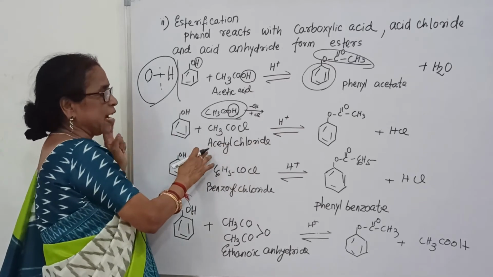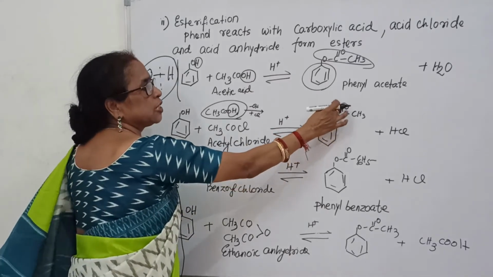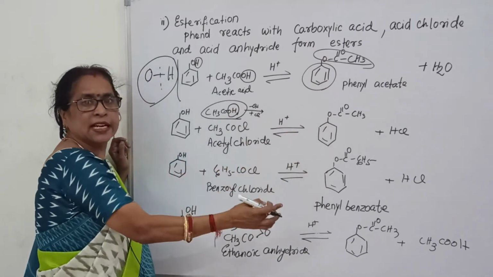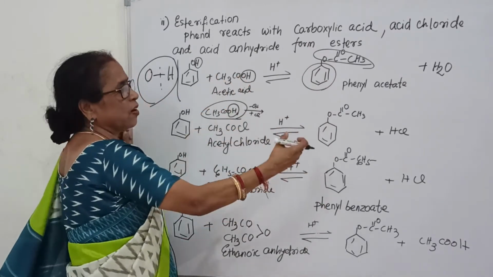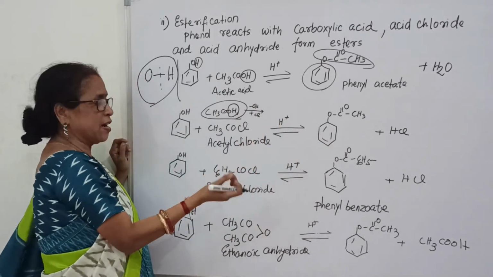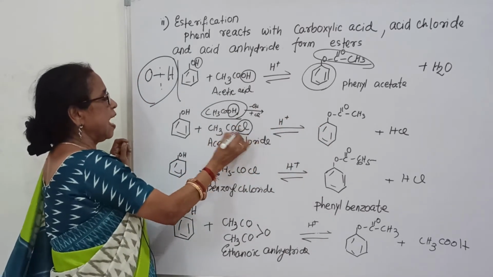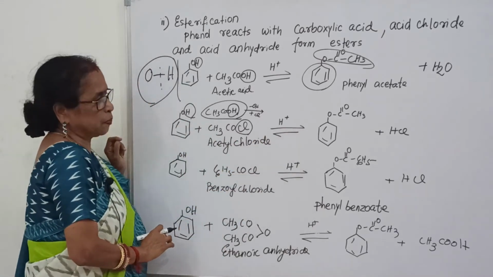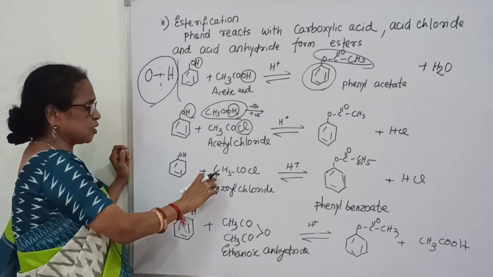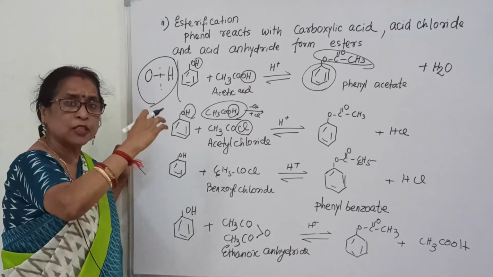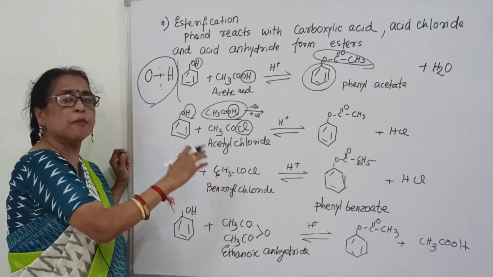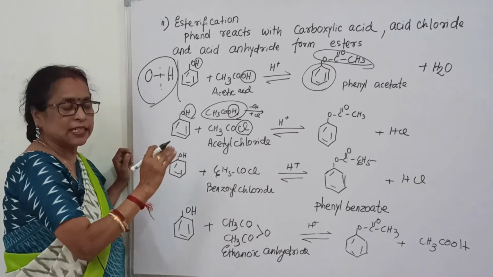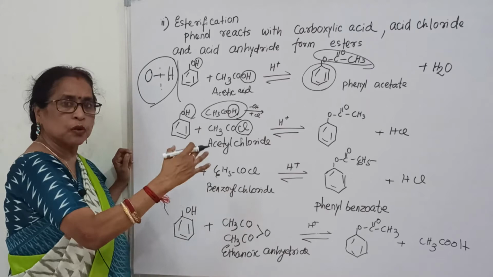When both react, it gives OCOCH3, the same product as before, and that is called phenyl acetate, or you can say phenyl ethanoate. And here the byproduct is different, because this Cl and this H both will react and give HCl as byproduct. Then similarly, this is called benzoyl chloride. Why is it benzoyl chloride? Because it comes from benzoic acid. Here OH is replaced by Cl. That is why it is known as benzoyl chloride.